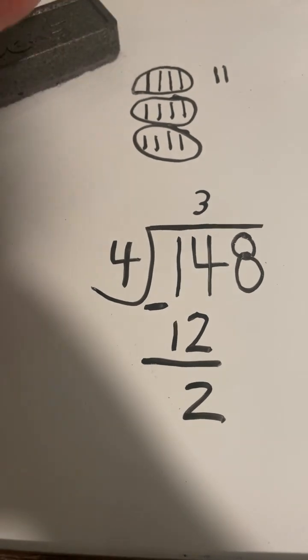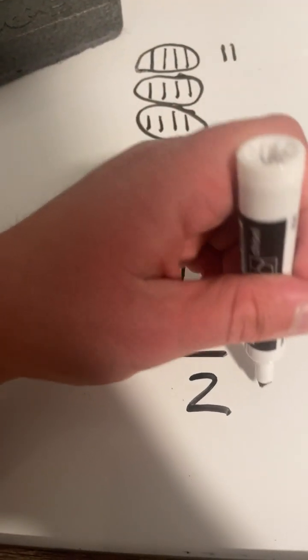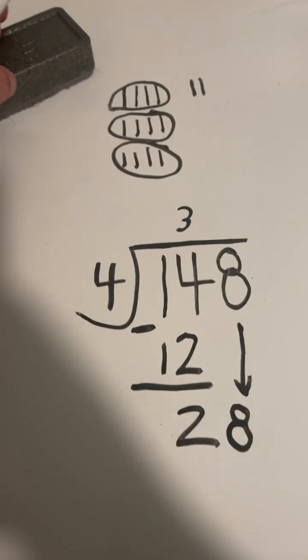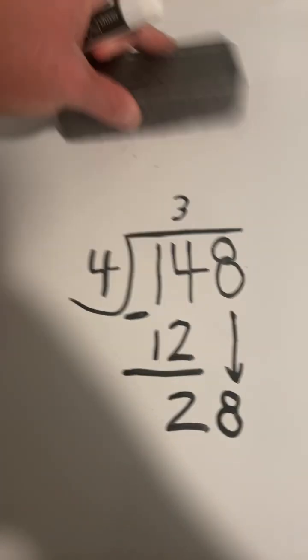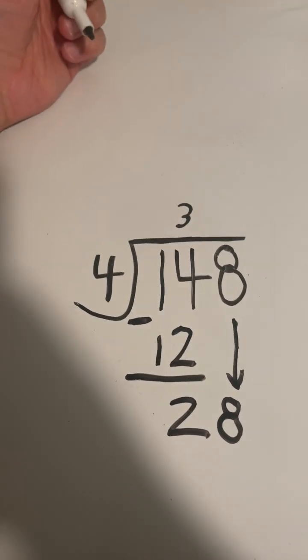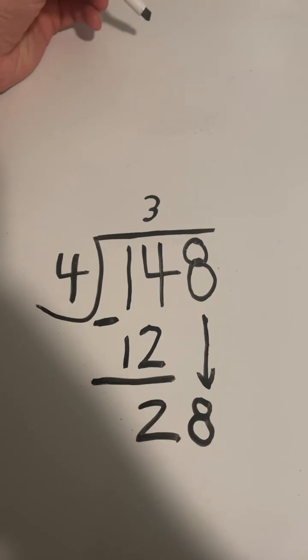So now the next step, we bring down the 8. That 2 becomes a 28. So now I got to figure out how many groups of 4 go into 28. So I'm going to make 28 total tallies. I'm going to make them in groups of 4.